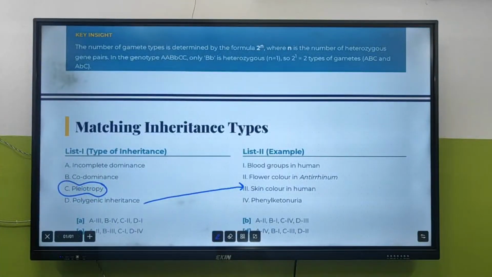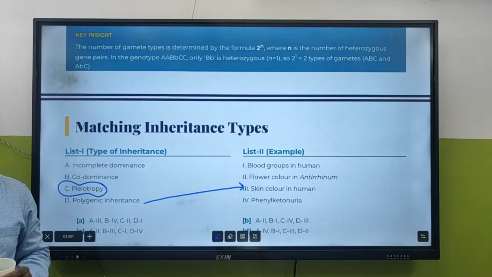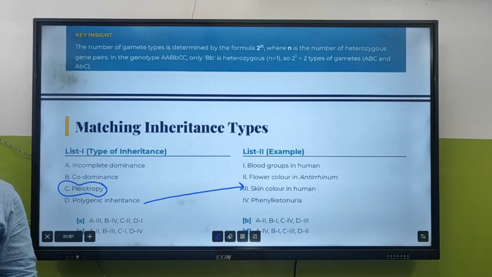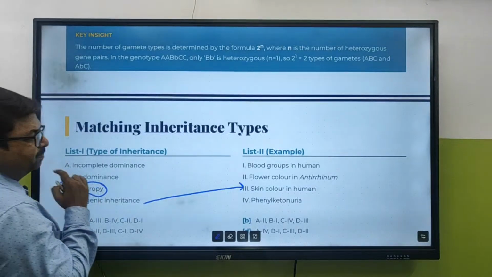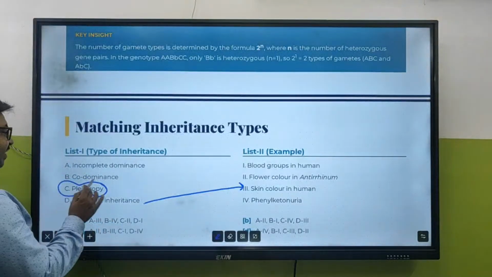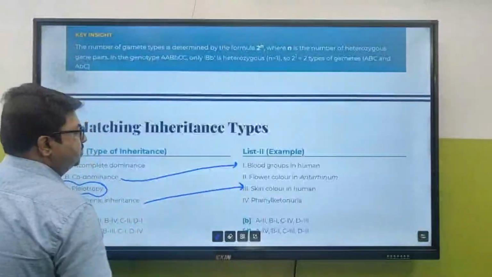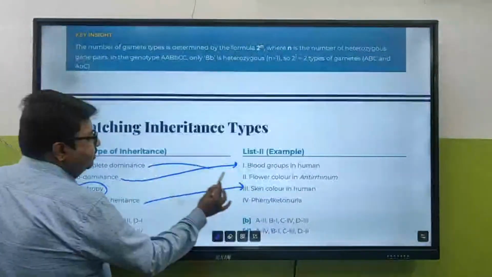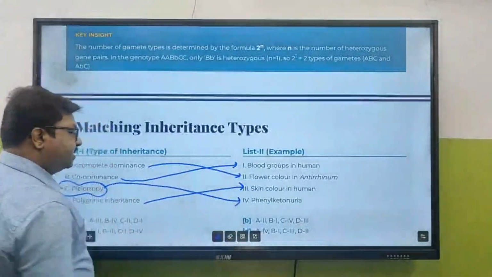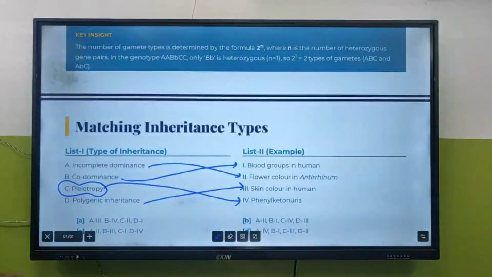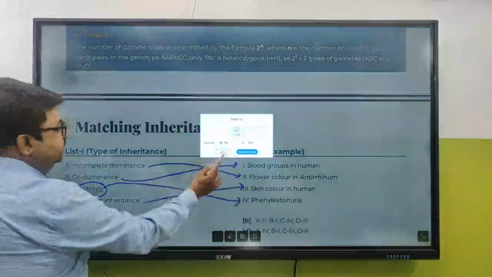Pleiotropism. What is pleiotropism? When one gene expresses more than one character, we call it pleiotropism. So, what is codominance? Blood group. What is incomplete dominance? Flower color in Antirrhinum. What is pleiotropism? Phenylketonuria. What is the answer then? B is the answer.